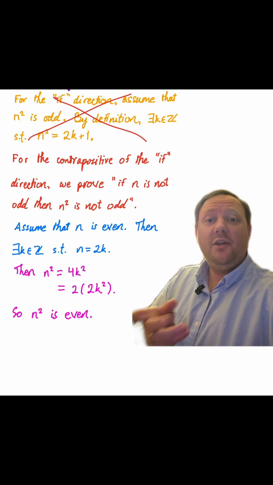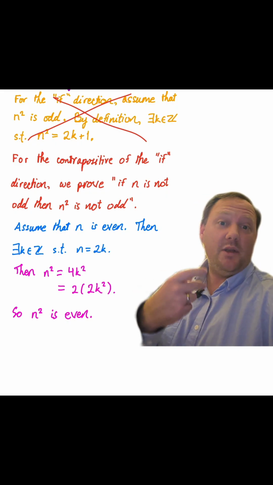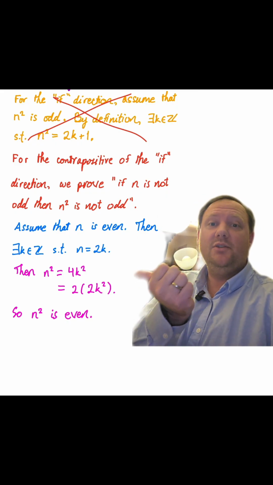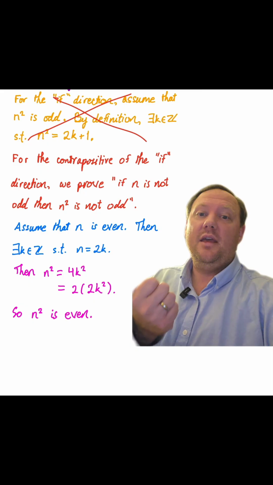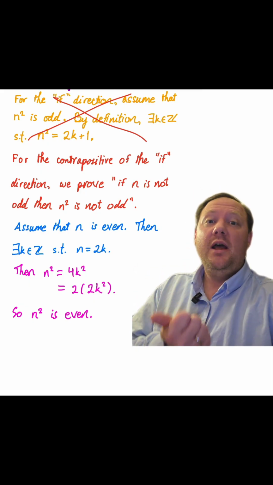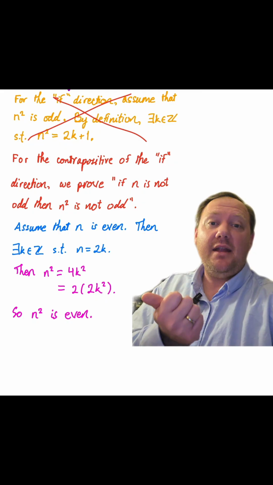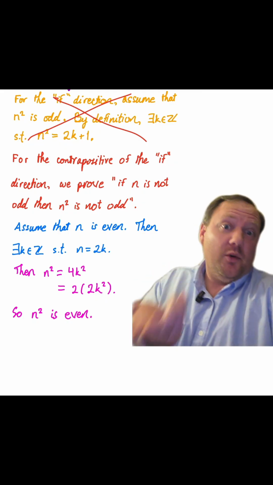At this point, everything goes very similar to how it did in the other direction. So we square both sides to get something that's about n squared, and then we pull out a factor of 2. That satisfies the definition of n squared being even, and the proof is complete.